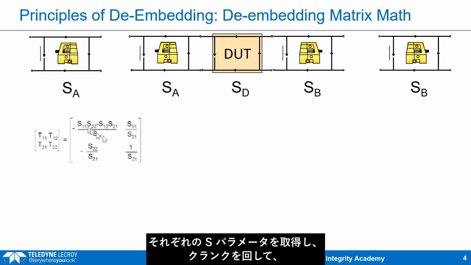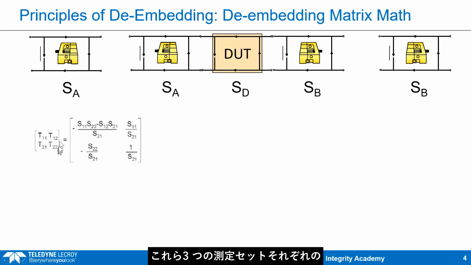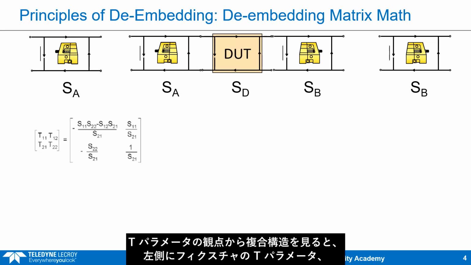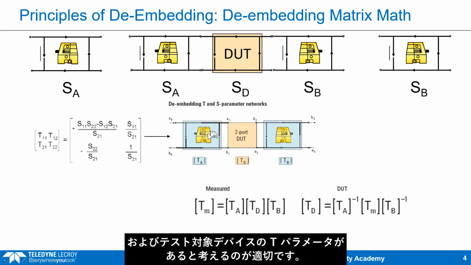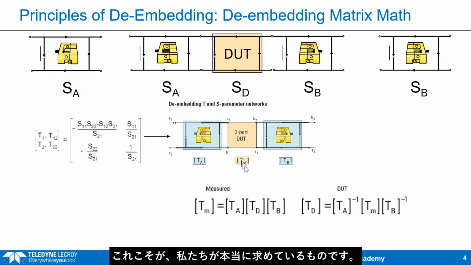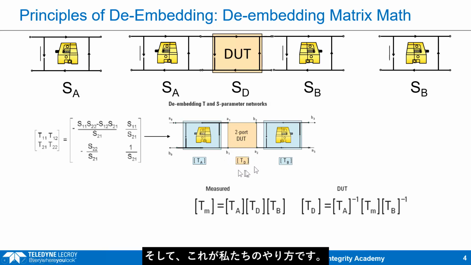We take the S parameters of each one of these, we turn the crank, and we get the T parameters for each one of these 3 sets of measurements. When we look at the composite structure in terms of the T parameters, we really want to think of that as there's the T parameters for the fixture on the left, the T parameters for the fixture on the right, and the T parameters for the device under test. This is what we really want to get. And here's how we do it.